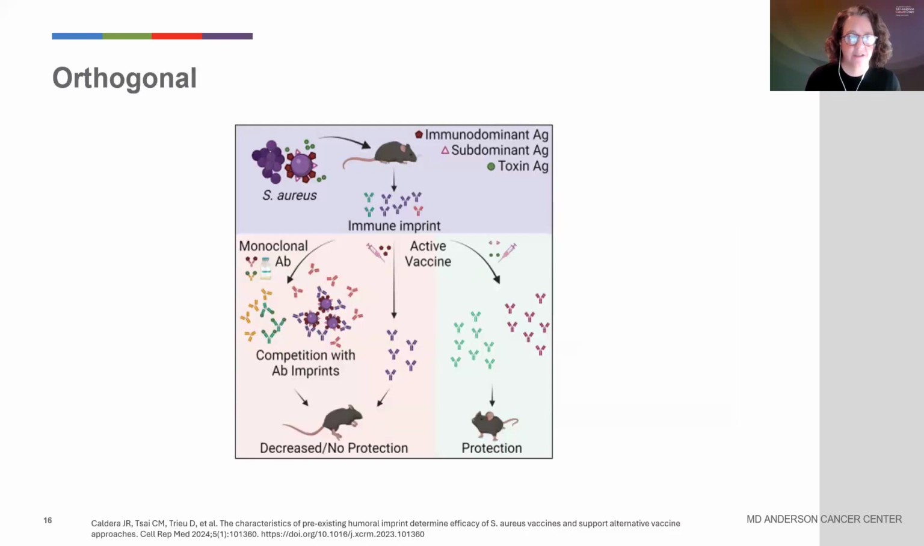And here's an orthogonal design. So this shows multiple effects of a single factor. So you have three possible outcomes after this immune imprinting in mice by Staph aureus. You could have either no protection or protection, and then no protection can come from two different mechanisms.